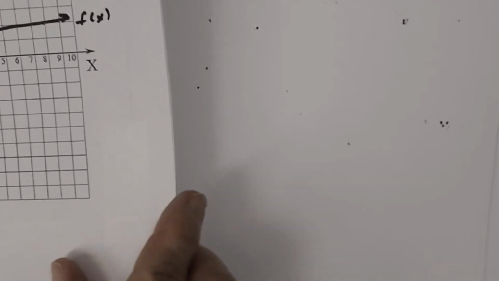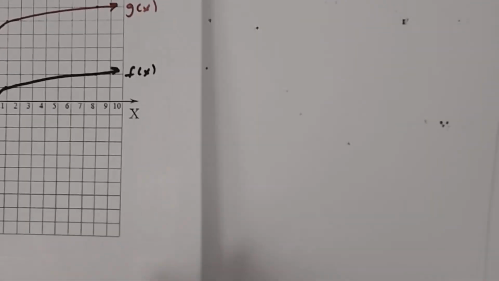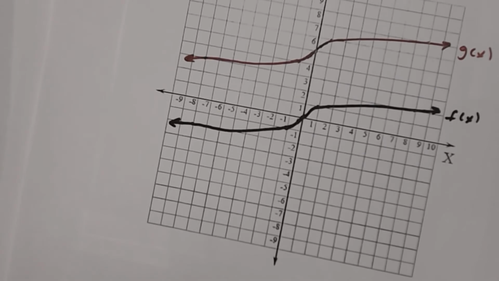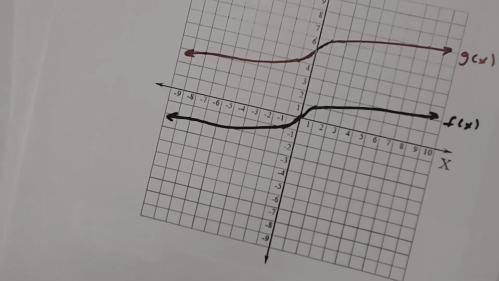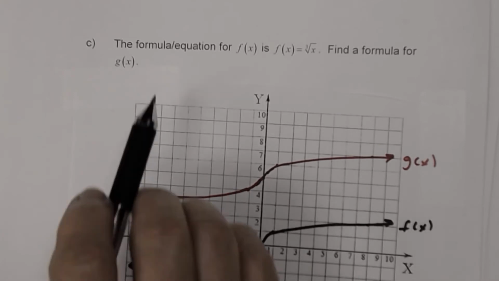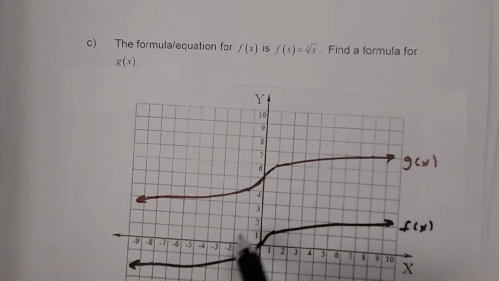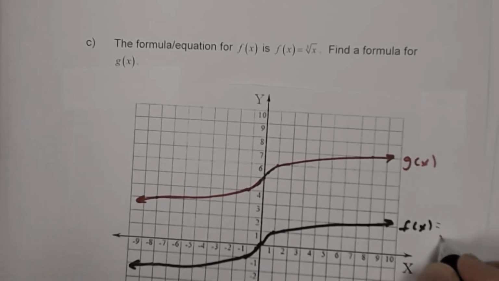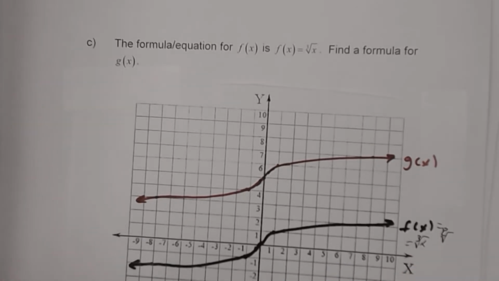Now let's look at C. So C, you have this. It says the formula equation for f of x is this. So here's the cube root of x right here. Okay? So this right here is the cube root of x, and the cube root of x looks like this. So it kind of makes sense because if x is 1, the cube root of 1 is 1. If x is 8, the cube root of 8 is 2. And the cube root of -1 is -1, and the cube root of -8 is -2. So that's how you got this graph.